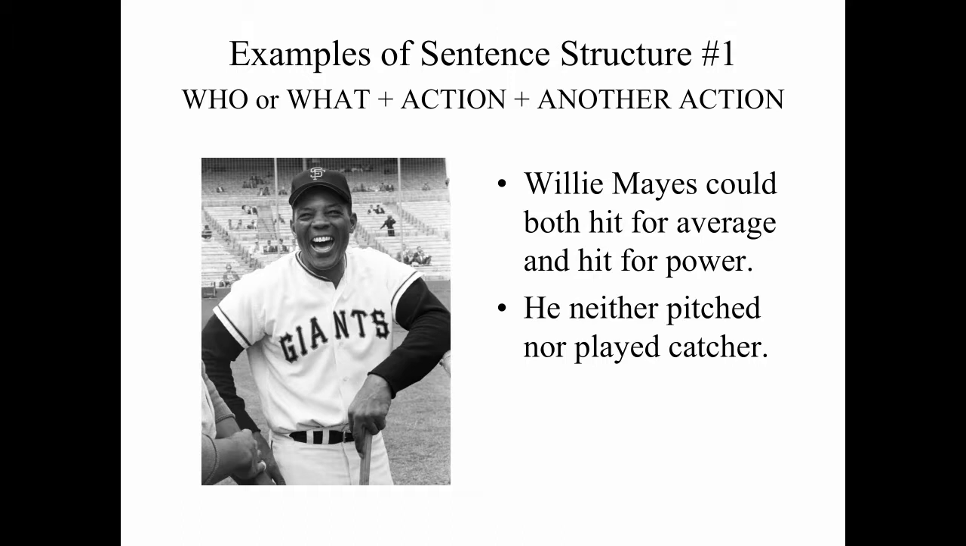Okay, so my example sentences: Willie Mays, that's my who or what, could both hit for average and hit for power. Those are my two actions. And he neither pitched nor played catcher. Do you like how I use the word nor in there? I don't always just use and. That gets a little boring. I like to mix it up because, remember, using a variety of words and sentence structures makes for good writing. Okay, are you ready for sentence structure number 2? Look at this picture and think about who this is.